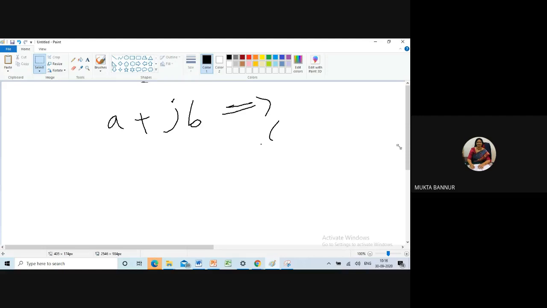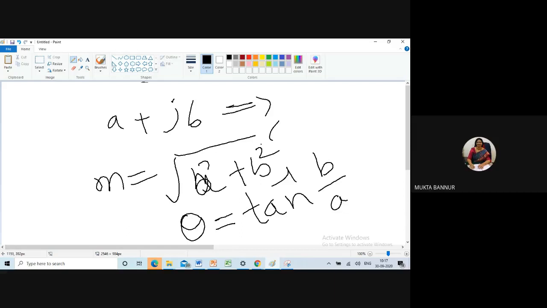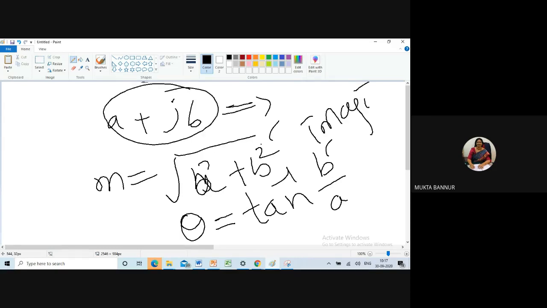What is M equal to? How to evaluate M? Square root of A square plus B square. Is it correct? Then what is theta equal to? Tan inverse of B by A. B is what? The imaginary part of this complex number. And A is what? The real part. See, this function is there in your calculator.